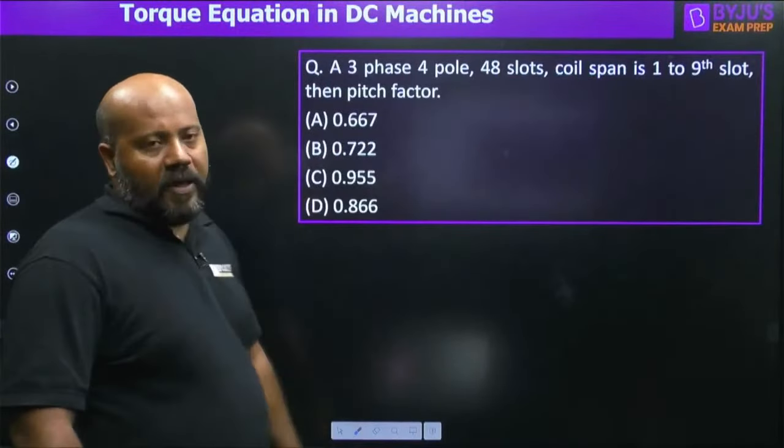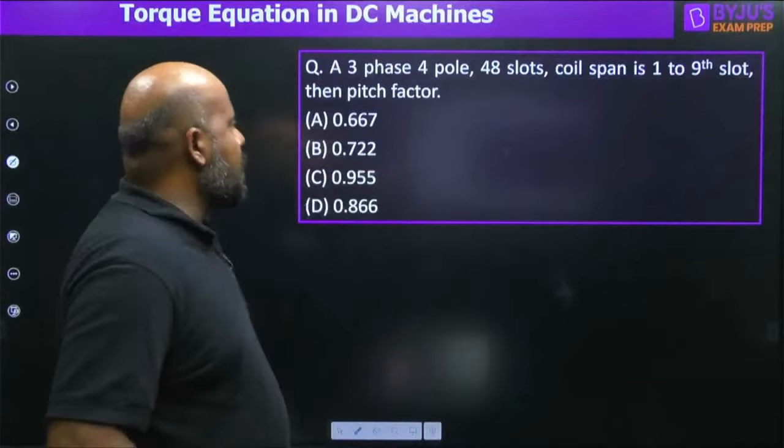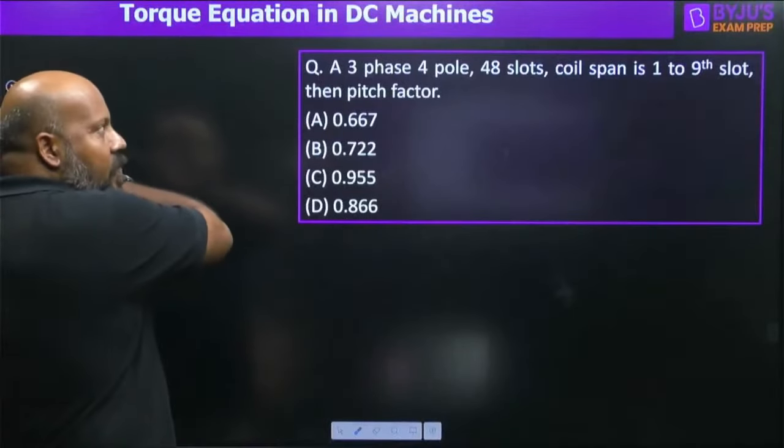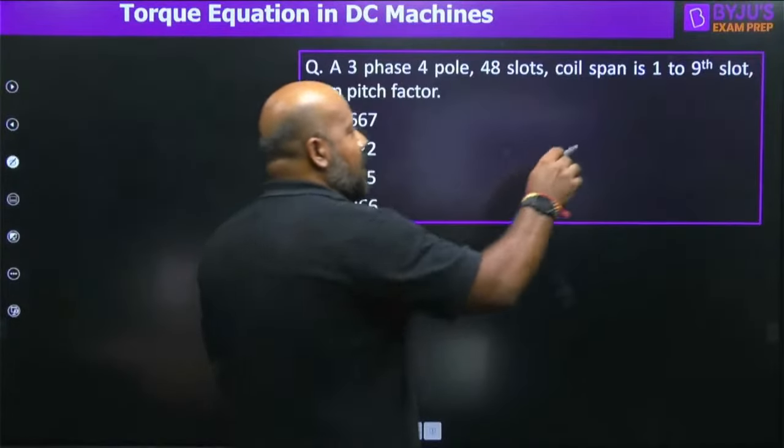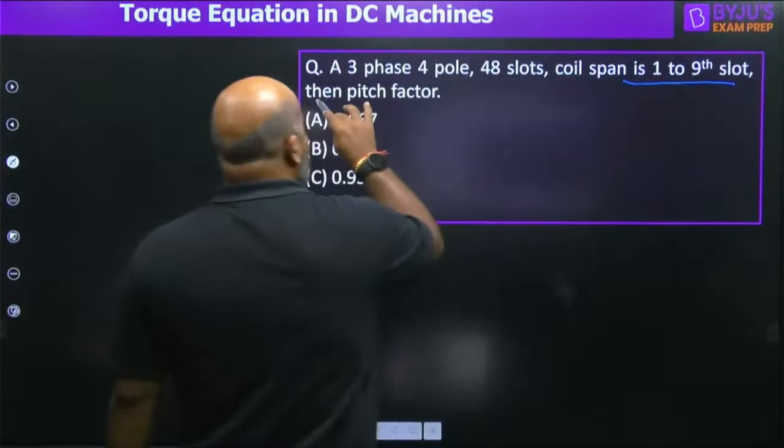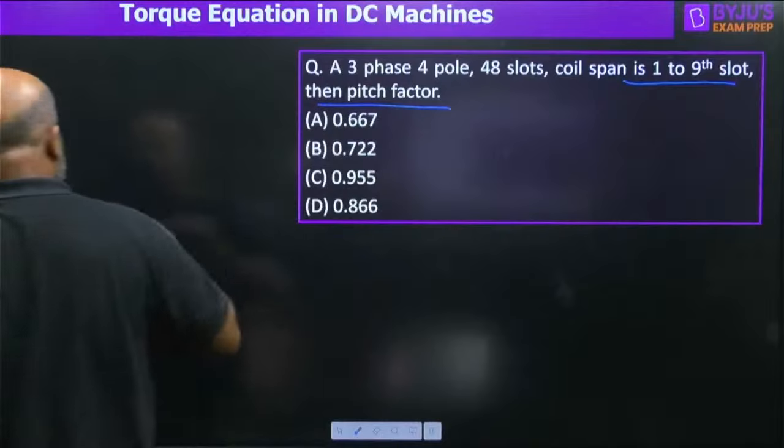Okay, there is one more question. Let us do this question also. One more question is there. 3-phase, 4-pole, 48 slots. The coil span is 1 to 9th slot. He is asking then what is the pitch factor. How do we define the pitch factor?